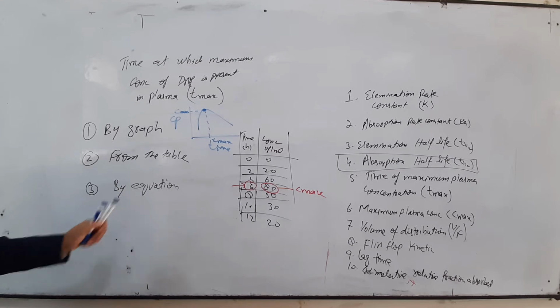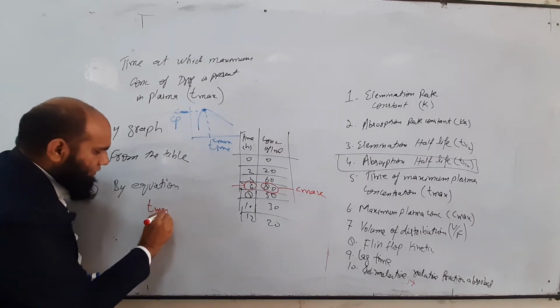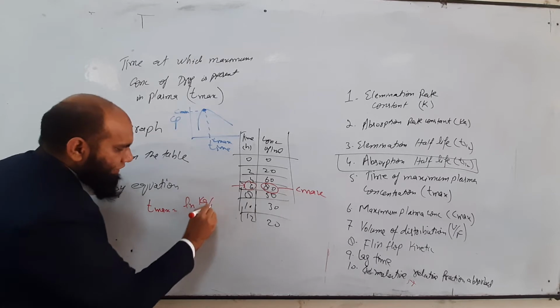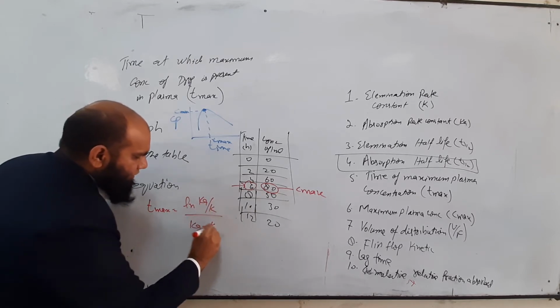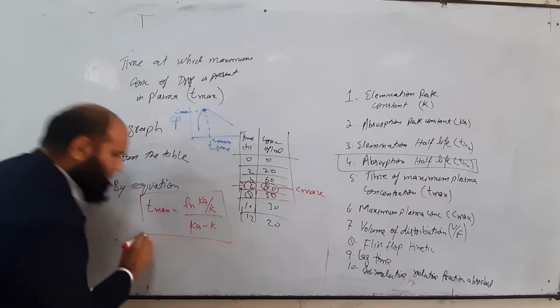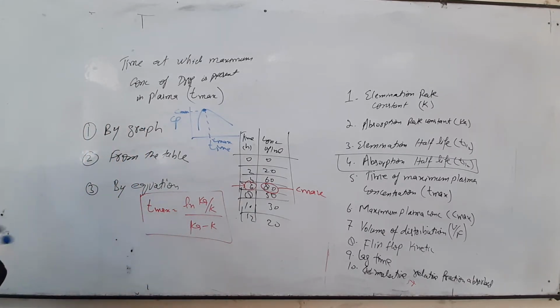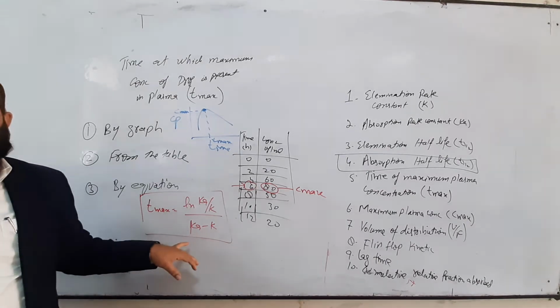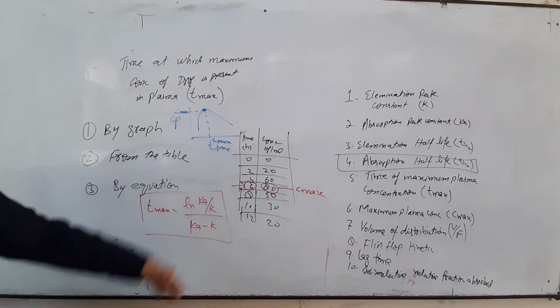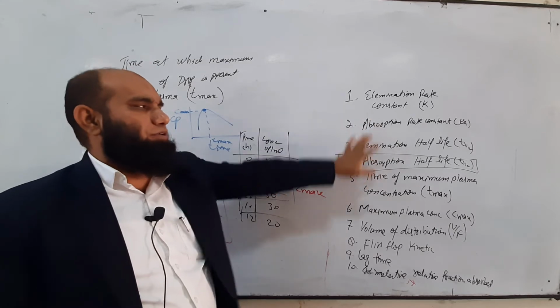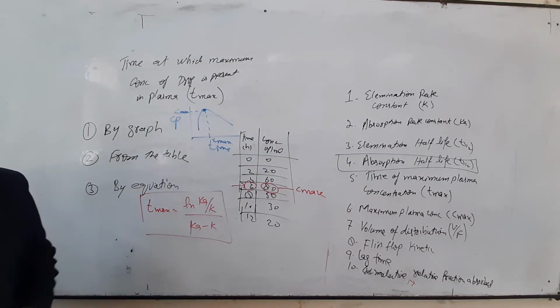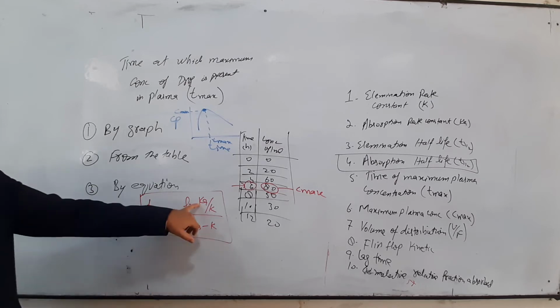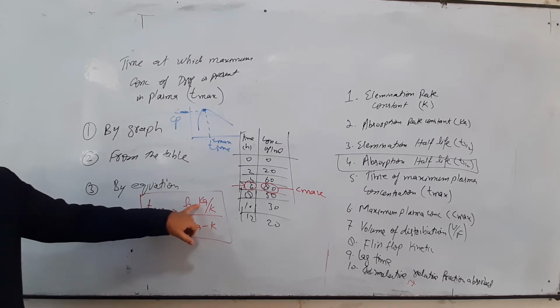And in case of our equation, Tmax is equal to ln(Ka/K) divided by (Ka minus K). Two parameters we require to calculate the Tmax. One is the absorption rate constant, other is the elimination rate constant. In case of the absorption rate constant, once again we have a long theory regarding how to calculate the absorption rate constant. First we calculate the absorption rate constant either by using the graphical method, or by using the Wagner-Nelson method, or by using the feathering technique.